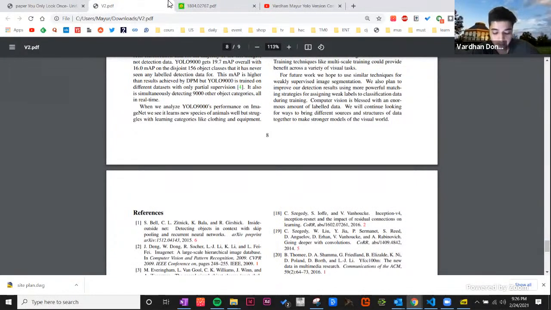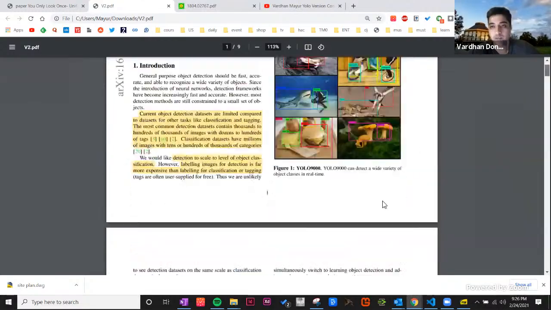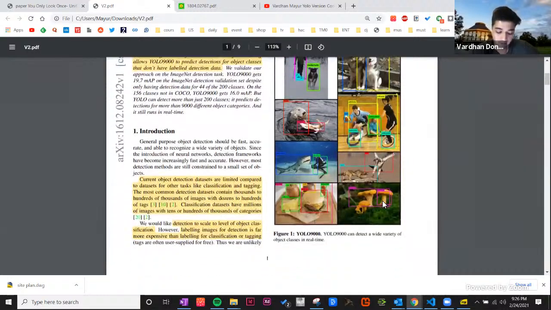So 9000 is basically just that you are expanding from 20 classes to a much larger number of categories, 9000 object categories now. And this is what they call joint optimization or joint training between classification and detection. So basically what is happening is they have mixed these detection and classification datasets together, and then they have used it to train V2 and next convert it into YOLO 9000.